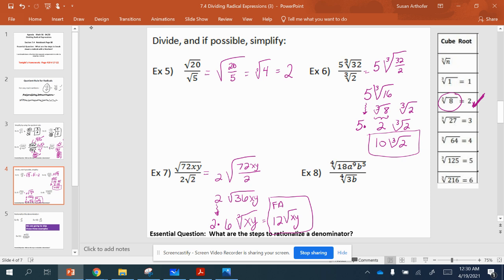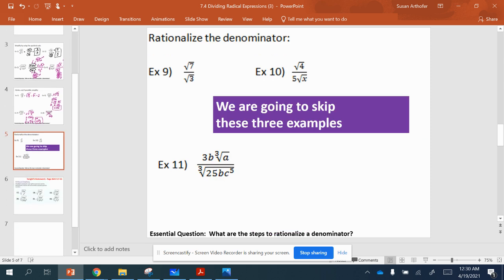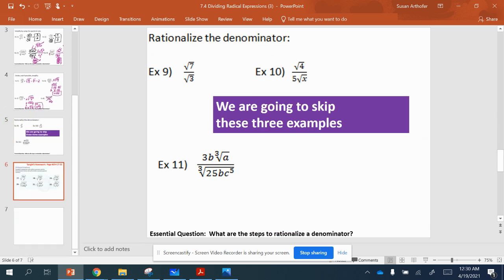And then because I have the b in the bottom, we're going to skip this one. Not necessary today. So we'll skip that, okay? Okay, guess what? We're going to skip the rationalizing the denominator. And I'm going to show you now your homework.